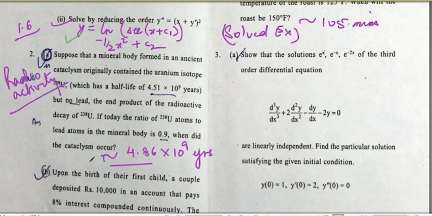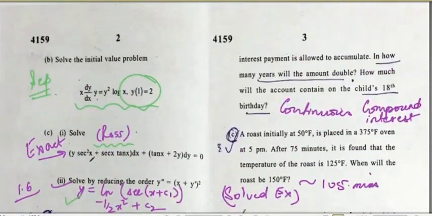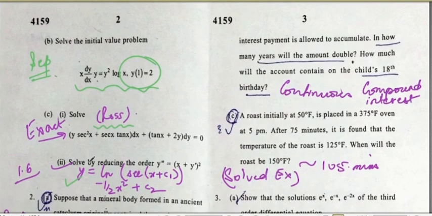If you just use the law of radioactivity, it's a straightforward question. Half-life was given, and there was a relationship given between the two ratios. If you apply that relationship in the radioactivity law, the answer turns out to be 4.86 into 10 to power 9. The second part is again a question direct from the exercise, continuous compound interest applications. It's an exponential growth model application from the exercise.